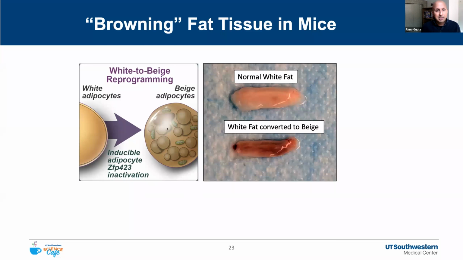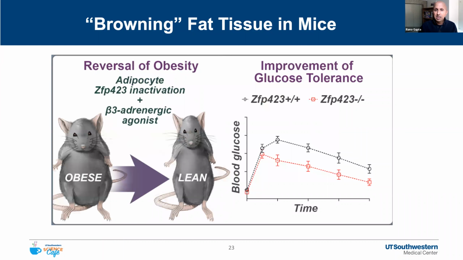And you can see that here in this tissue. Up top is a normal white fat tissue from a mouse. And when we remove this brake, just by removing this one protein from white fat, we were able to convert it into what looks like now this brown adipose tissue. And when we do that, these mice are actually resistant to gaining weight when they're fed a high caloric diet. But also, if you flip this switch, if you remove this brake pedal in mice that are already obese, we can trigger weight loss and we can improve their diabetes. We can improve their ability to handle glucose.